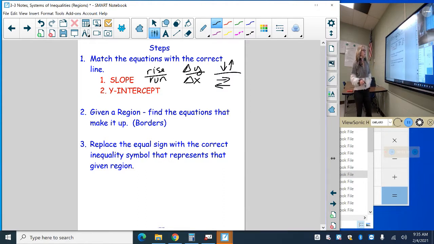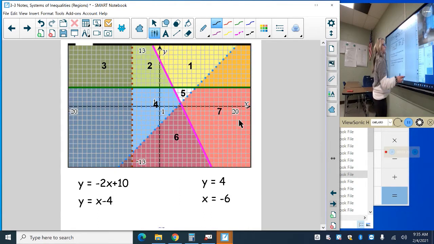Given a region, find the equations that make it up. Borders. So if I'm looking at a region, I have to first look for the borders, and then identify which equations match with it, and then replace the equal signs with the correct inequality symbol that represent the given region. Now, a lot of this probably means nothing to you until I show you an example. So let's go ahead and do an example now.